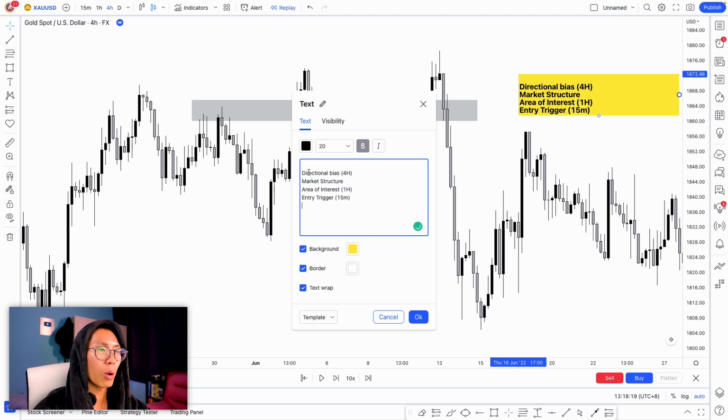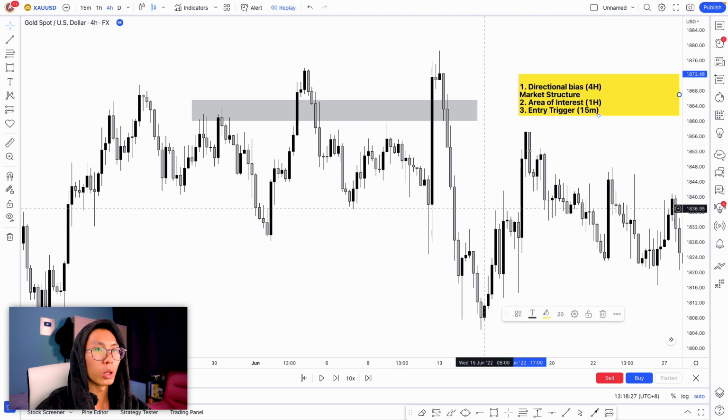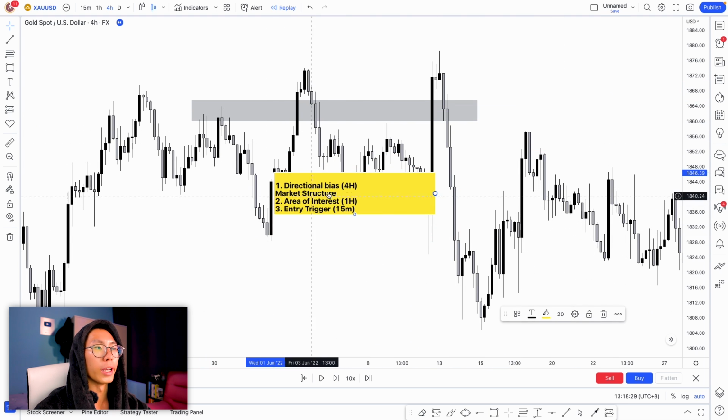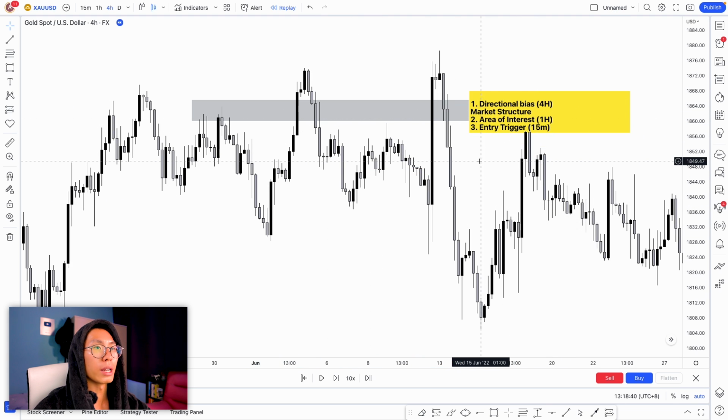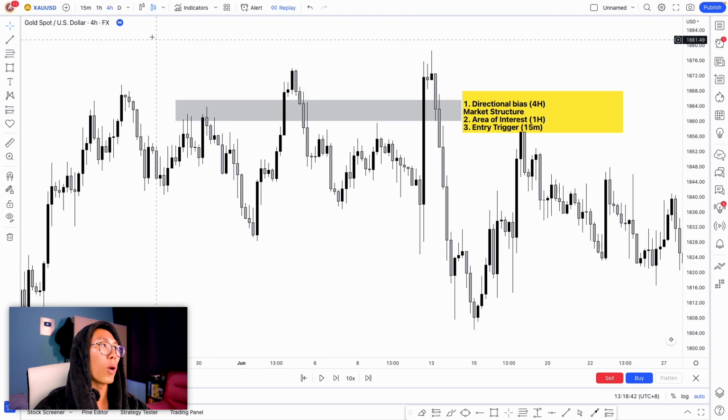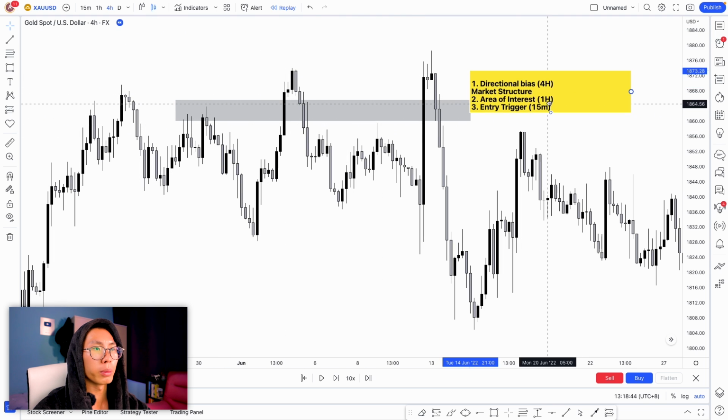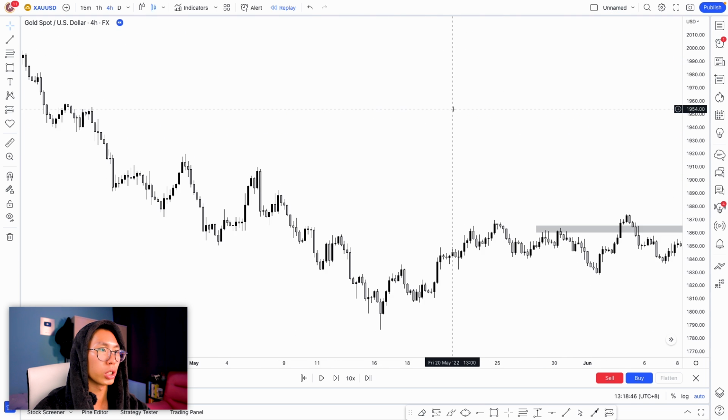So for me, this is how I do my top-down analysis. I try to get the directional bias on the 4-hour time frame, and then I go to the 1-hour time frame to look for an area of interest, right? And then I go down to the 15-minute time frame to look for my sniper entries. So the 15-minute time frame will be the time frame that I'll be entering my trades on. So very simple. Look for a directional bias on the 4-hour time frame. So I can see the 4-hour time frame. That is where I want to identify my market structure, right?